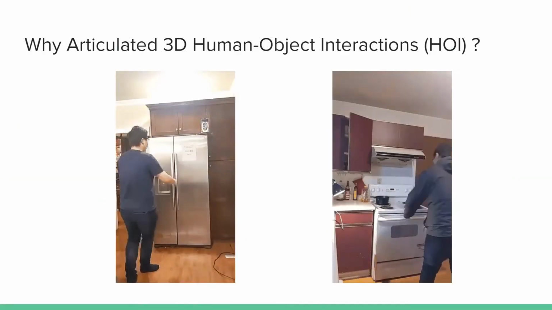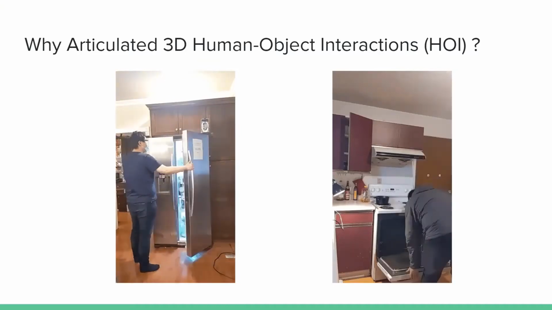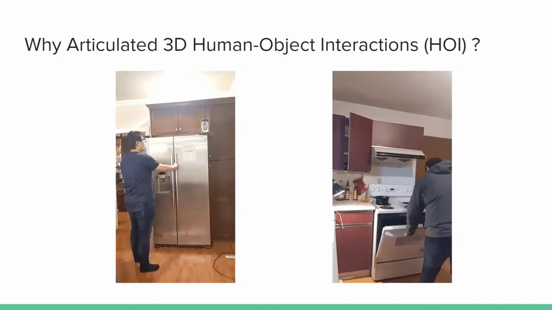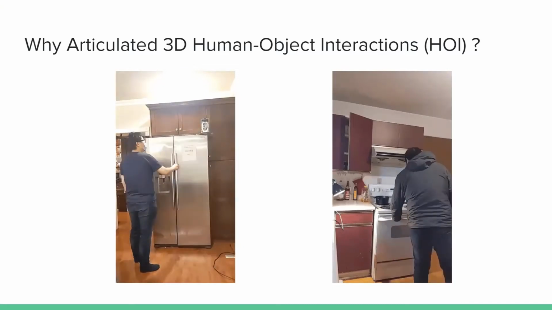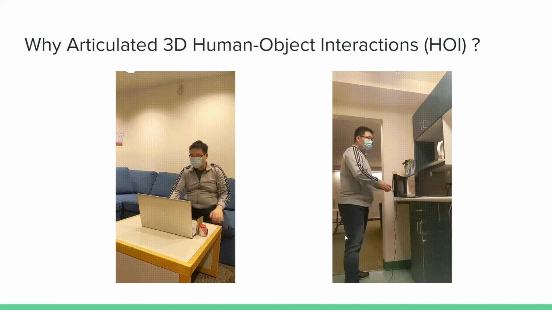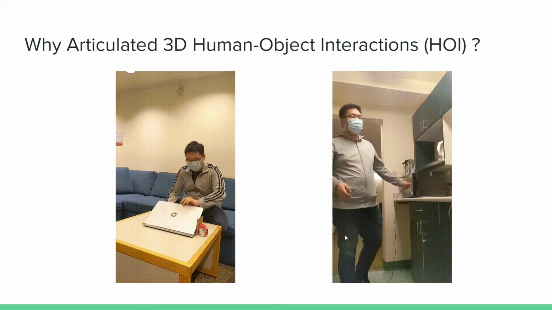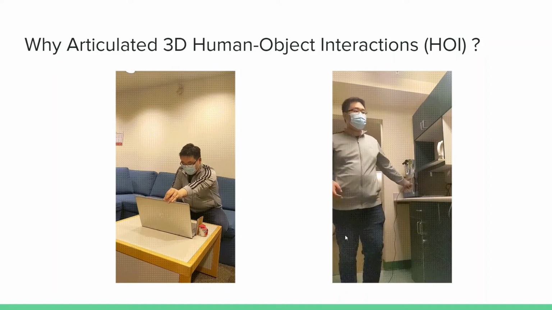Indoor scenes have many articulated objects with which we interact in our daily lives. Therefore, a holistic 3D understanding of the world requires modeling how people interact with articulated objects. While there has been progress in dynamic 3D reconstruction of humans, animals, and rigid objects, there is much less work on human object interaction with articulated objects.